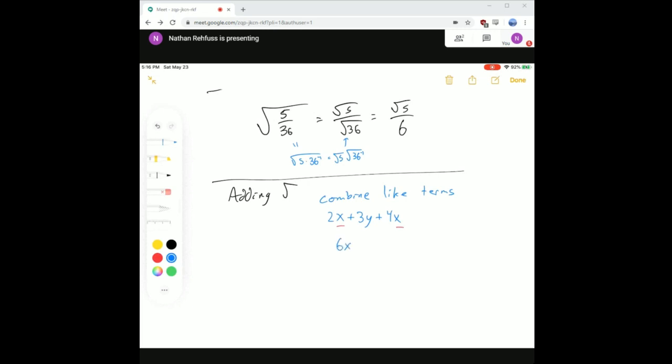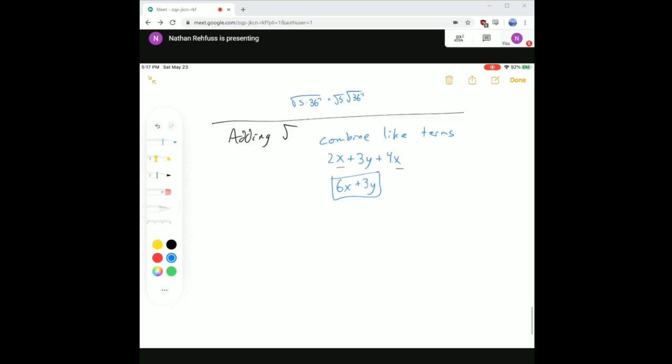There's 6 copies of x altogether. Now the other term has a y in it. It's not alike, so we cannot combine it. So our final answer here would be 6x plus 3y. That's what combining like terms means. And combining like is how we'll do this. So for example, if I had 2 root 2 plus 3 root 2, that would be 5 root 2.